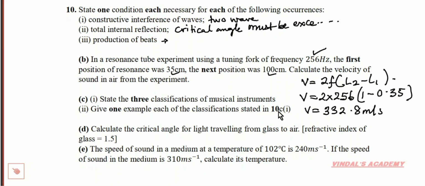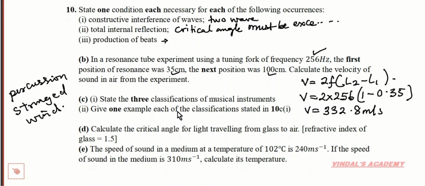Going to number C. State 3 classifications of musical instruments. We are going to have percussion instrument. I told you that writing is very boring for me. String instrument, and we have wind instrument. So these are 3 classifications of musical instruments.